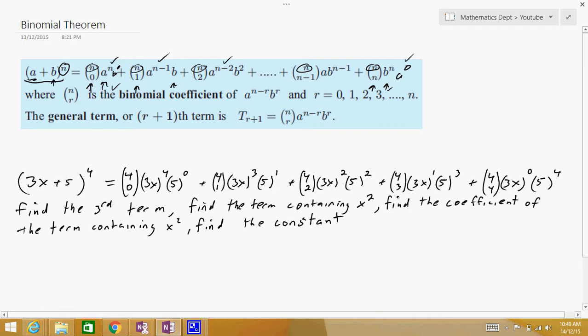So for instance, if we had 3x plus 5 to the power 4, it's equal to 4 choose 0, 3x to the power 4, 5 to the power 0, and so on and so forth. And you can read it.